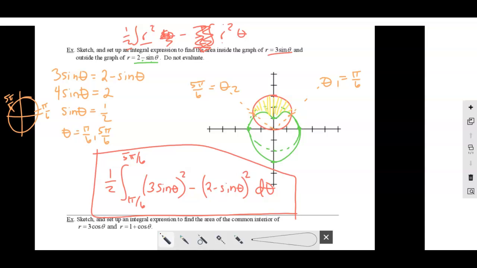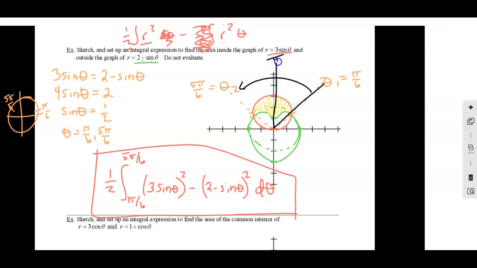If we had wanted to, instead of doing from pi over 6 all the way to 5 pi over 6, I could just do from pi over 6 to pi over 2, right? And then if I were to find this, that's half, and then I could double it to get the other side. So I could have also done this, right? If I double it, that's going to cancel the 1/2.